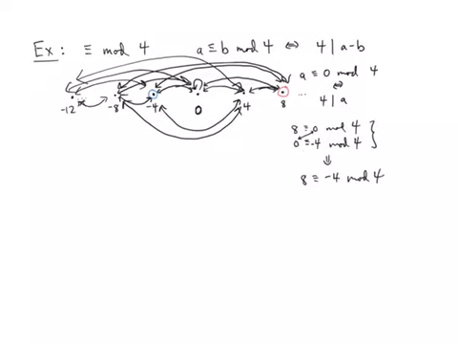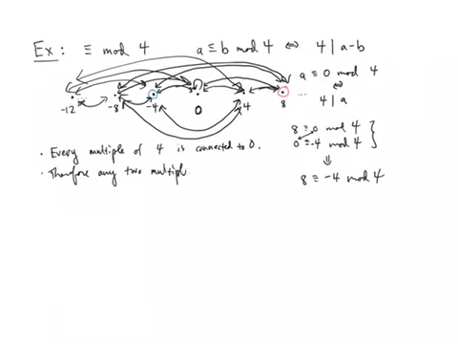Okay, so what we saw is that every multiple of 4 is connected to 0, and therefore any two multiples of 4 are connected.